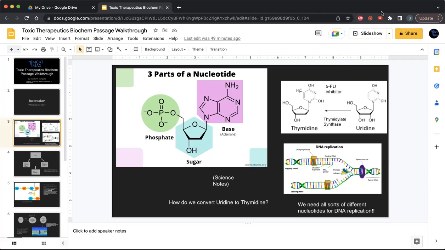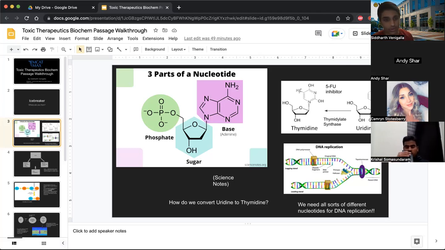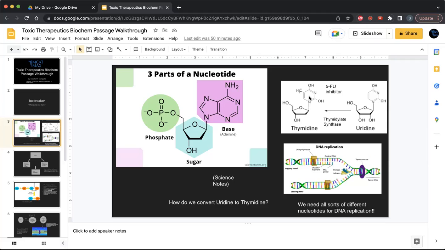So let's say you had a cancer cell, right? And you wanted to kill that cancer cell. What would you want to do to this enzyme that converts uridine to thymidine and gives us the necessary nucleotides we need? What would you want to do to that enzyme if you wanted to kill that cancer cell? Cleave it. Right, so you would want to inhibit that enzyme. You would want to stop its function. Cleaving it is a good example, but in general they'll just call it an inhibitor.